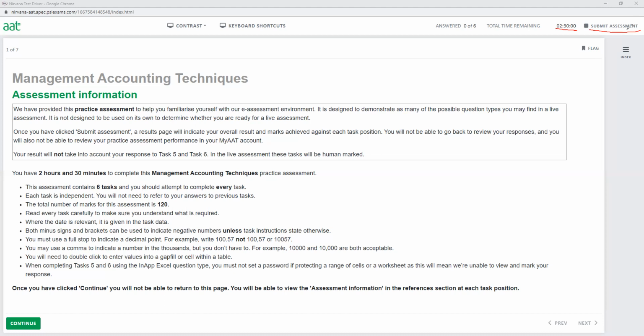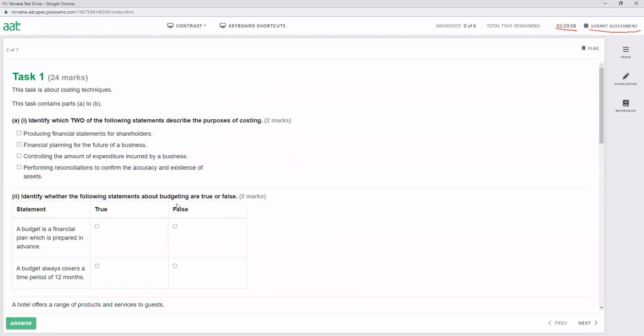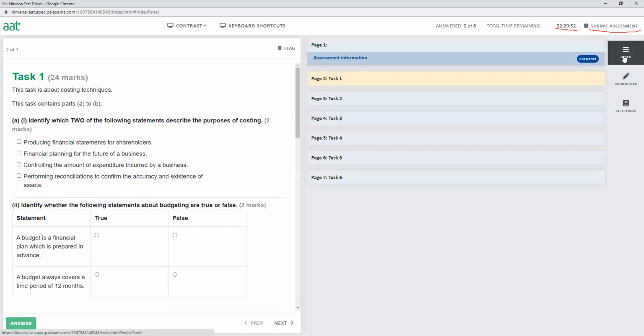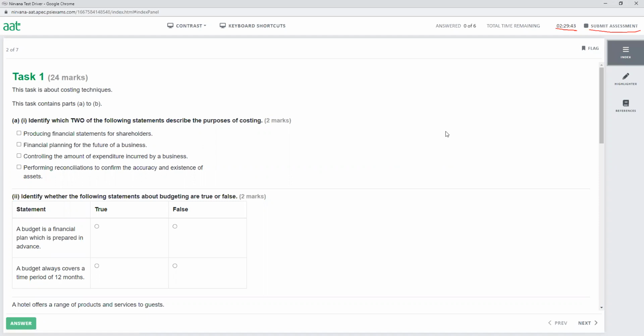Let's have a look at what we have here. We start with the first question, and we can see on the right corner we have index. If we click here, we'll be able to look at all the tasks, task 1, 2, 3, 4, 5, 6. If we click the index again, it will be invisible. So that's how we can see. If I'd like to jump from question number 1 to question number 5 or 6, I can click on the index and move from one question to another.